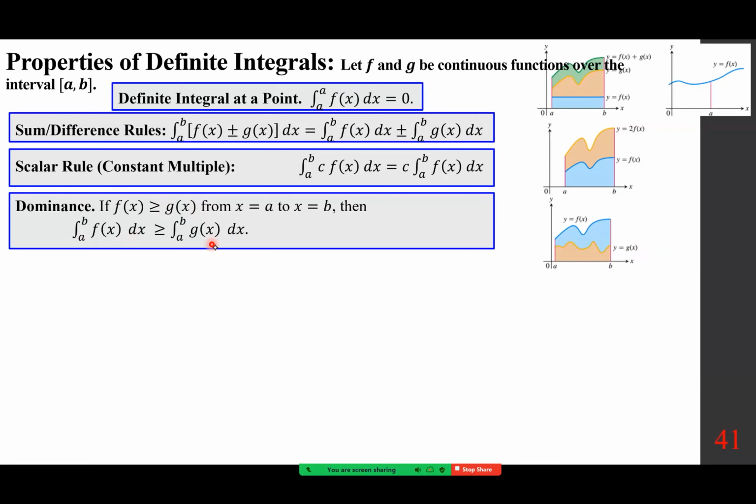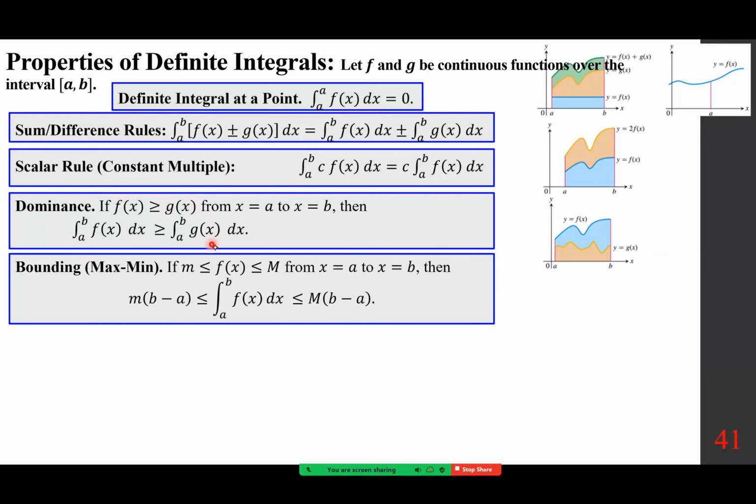And we are assuming we are dealing with a positive function for now. Bounding: if some number m, lowercase m, is less than or equal to f of x, and f is less than or equal to capital M, again from a to b, then when we multiply by b minus a, on all sides, it works out the same, because this is really the same as multiplying by b minus a.